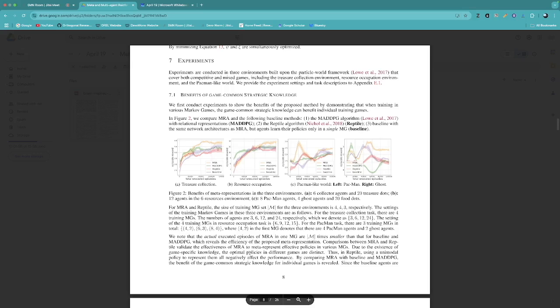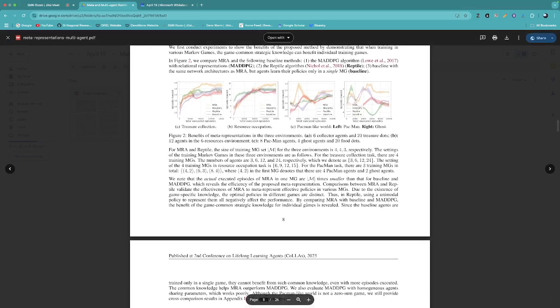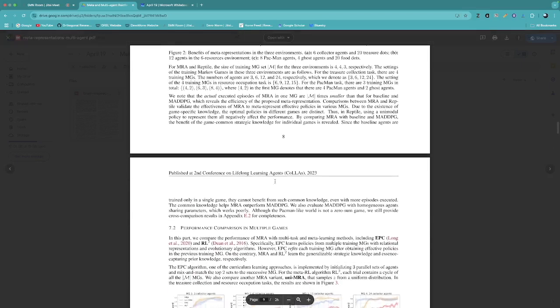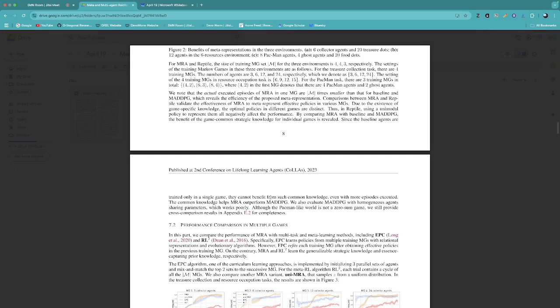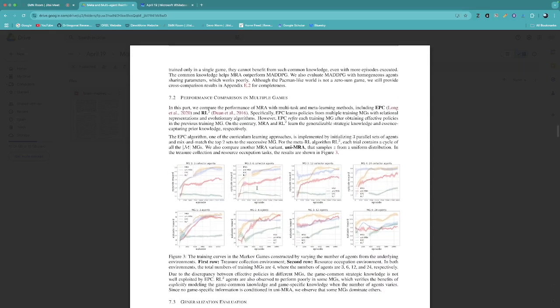By comparing MRA with baseline and MAD-DPG, the benefit of the game common strategic knowledge for individual games is revealed. Since the baseline agents are trained only in a single game, they cannot benefit from such common knowledge, even with more episodes executed. The common knowledge helps MRA outperform MAD-DPG. We also evaluate MAD-DPG with homogeneous agents sharing parameters, which works poorly. Although the Pac-Man-like world is not a zero-sum game, we still provide cross-comparison results for completeness. And this is where we have performance comparisons in multiple games.